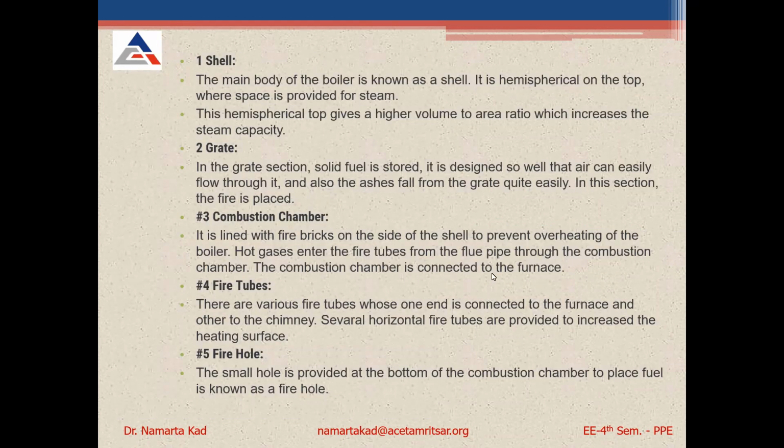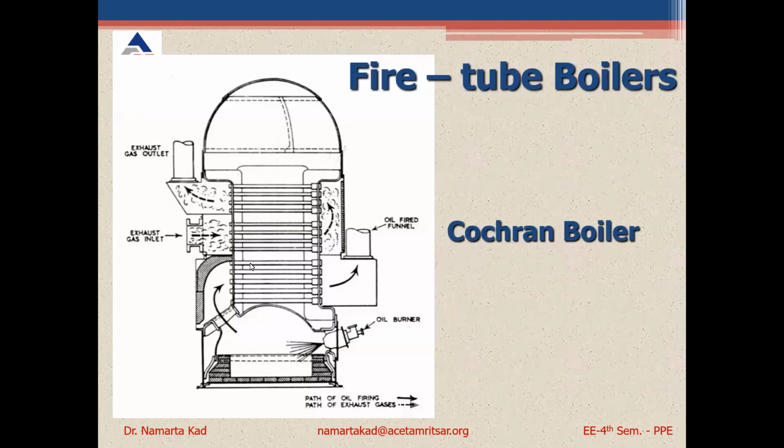The combustion chamber is connected to the furnace. जो main furnace area है, it is connected with that. Then fire tubes. There are various fire tubes whose one end is connected to the furnace and the other to the chimney. See here. These are the fire tubes. Their one end is connected with the furnace and the other end to the chimney, for the exhaust of these hot gases to the atmosphere.